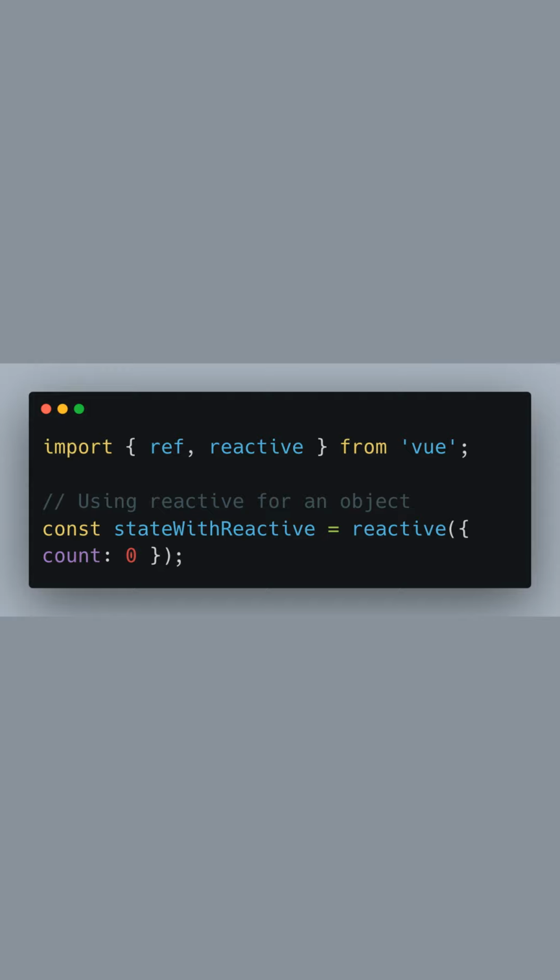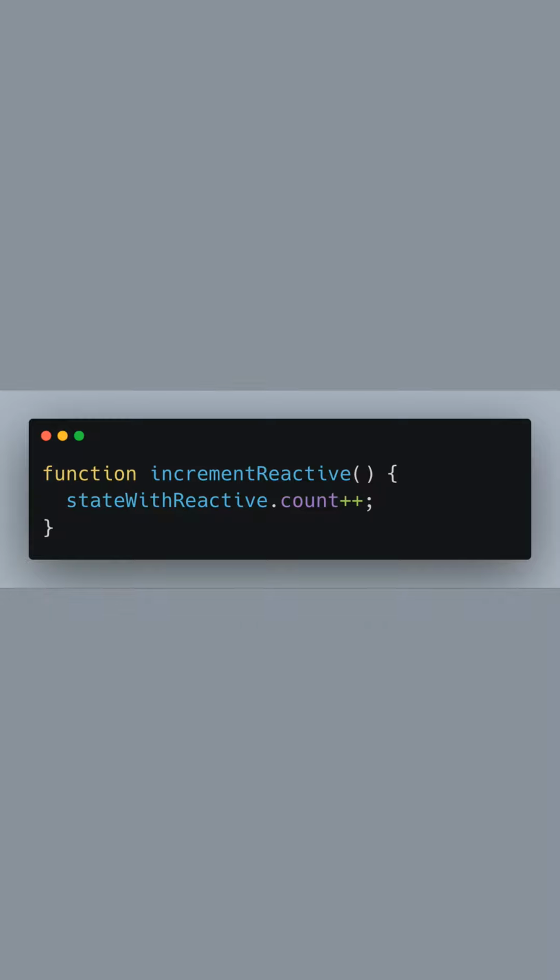Now, let's look at the reactive function. Instead of a primitive value, we use reactive to make an entire object reactive. Here, state with reactive is a reactive object with a property count initialized to 0. When we mutate properties of a reactive object, we don't need value. The increment reactive function directly increments the count property, showing how natural it can feel to work with the reactive function for objects.